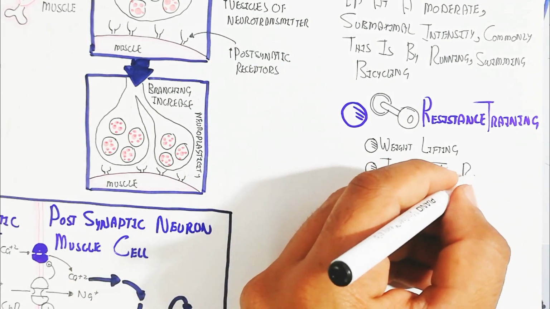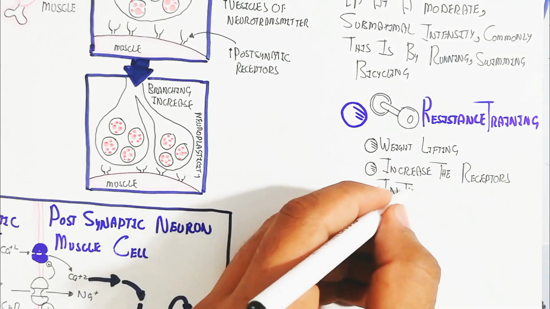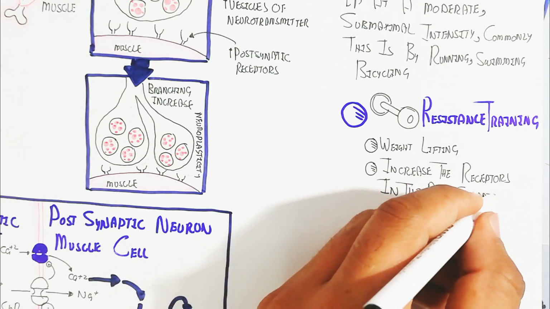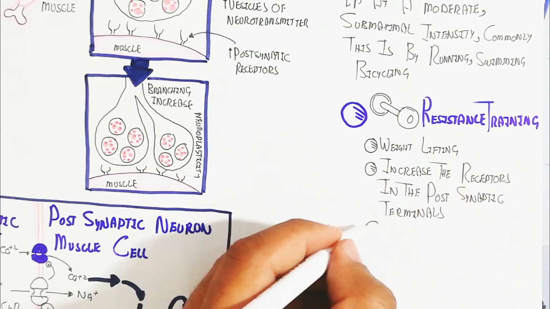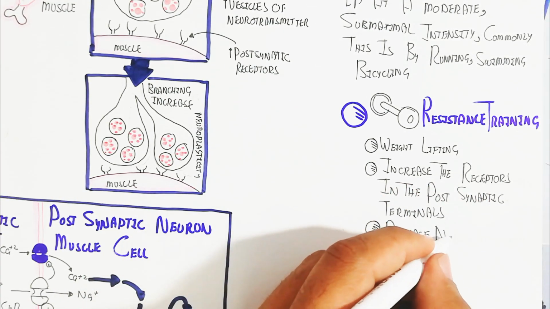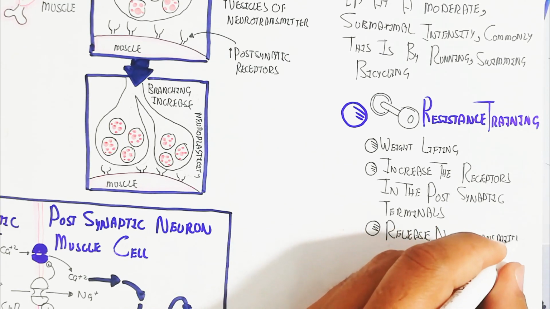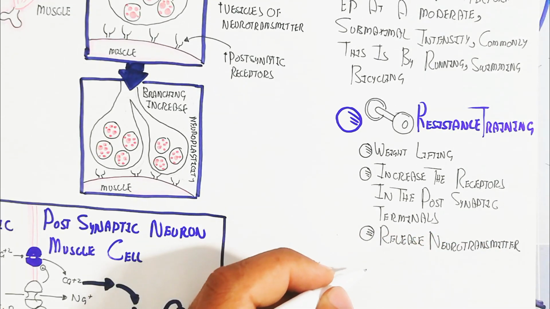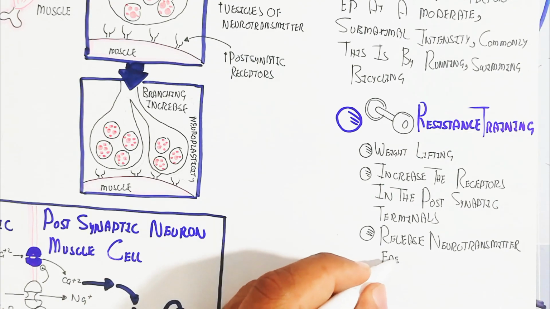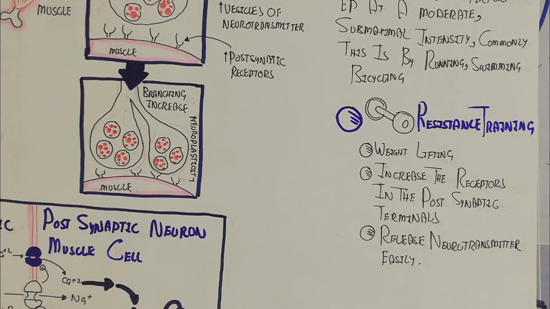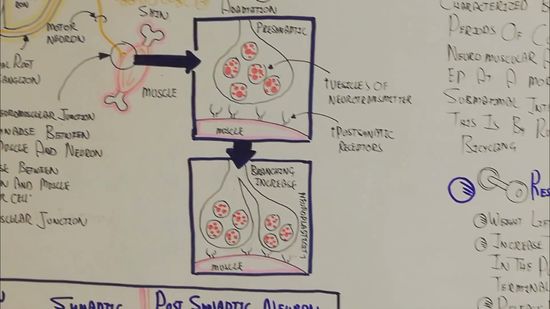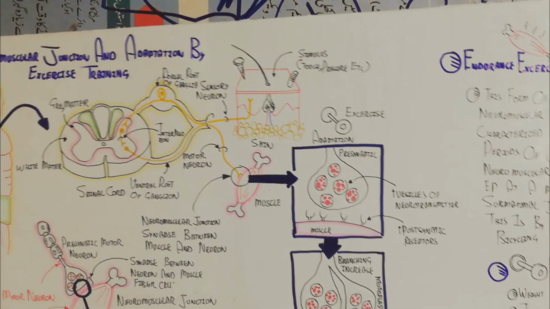So I hope you make sense of the synapse and how the synapse can be adapted on the basis of environmental changes, like increased exercise, which will increase the receptors, the postsynaptic acetylcholine receptors, and increase the vesicles of neurotransmitters. I hope this makes sense.